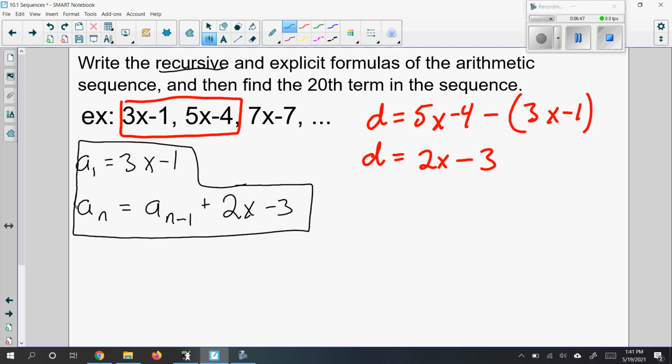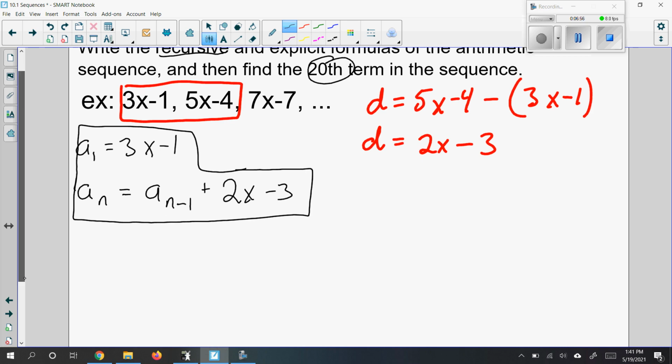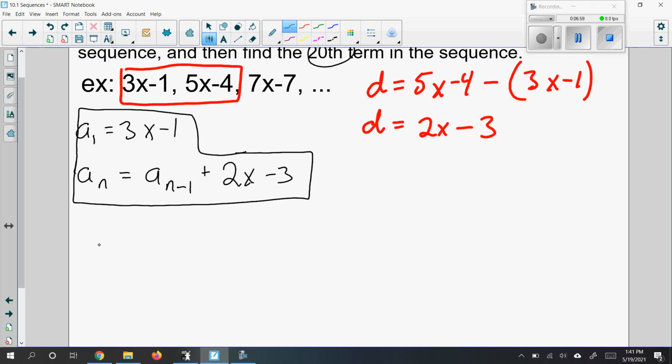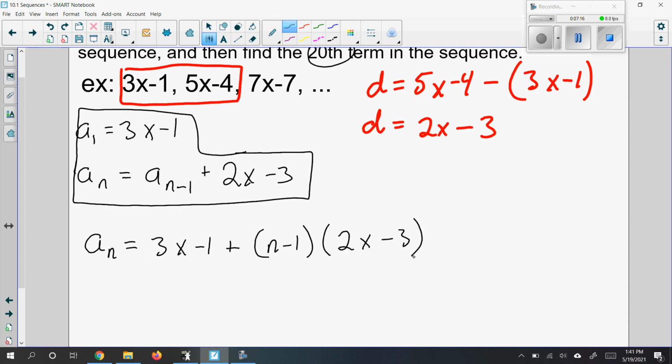Well, I don't want to find the 20th term using a recursive formula. So I'm going to use the explicit formula to find the 20th term. So let's find the explicit formula. That is going to be a sub n equals a sub 1, which is 3x minus 1, plus n minus 1 times d, which is 2x minus 3. So this is our explicit formula.